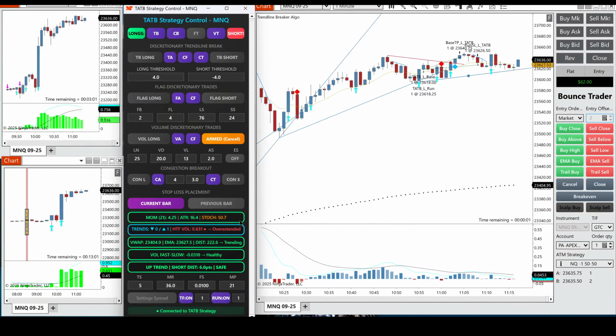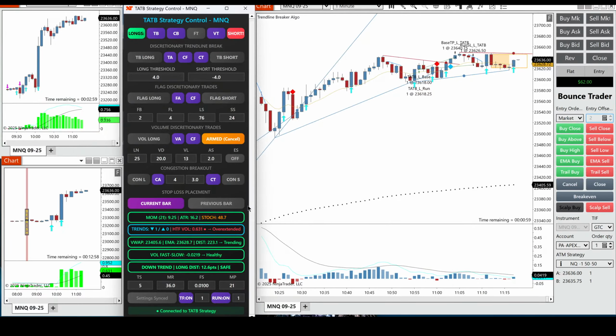So what's wrong with our Volume up setup? Okay, see, congestion formed. I feel like if we're going to break down, it'll be a good setup for me.